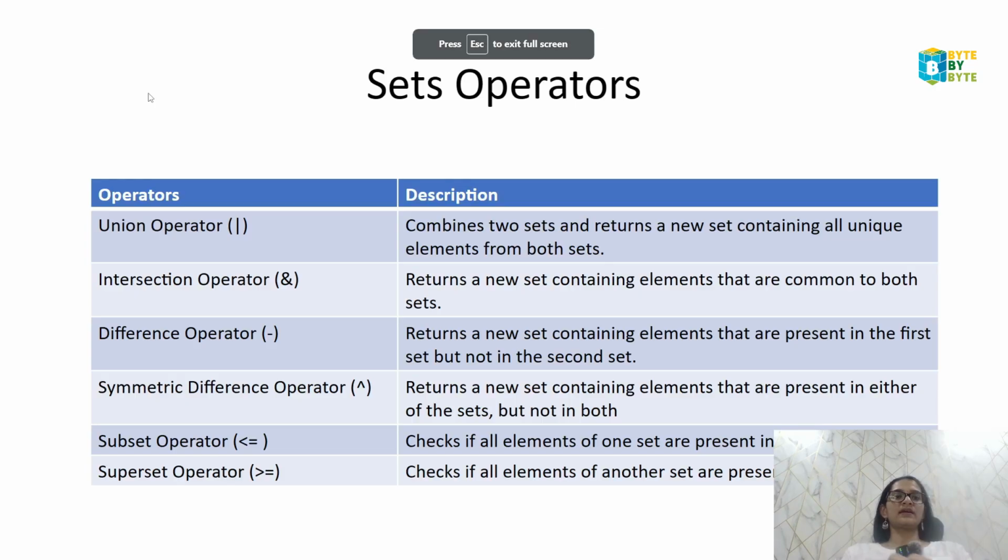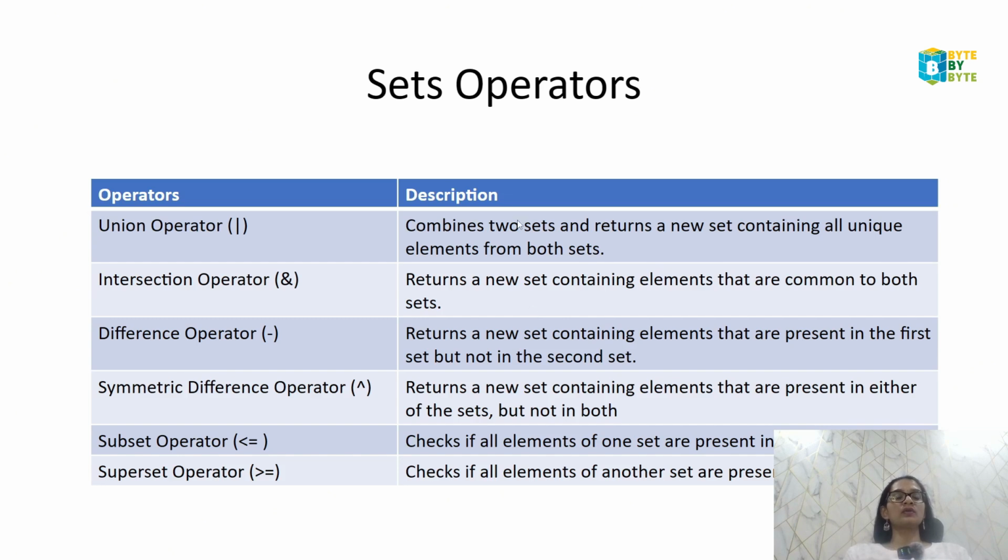So let's see the next operator, the subset operator. So what it checks, it is given by the less than or equal to operator. So it checks if all the elements of one set are present in another set. So in our case, we will check whether all the elements in set 1 are present in set 2. Okay. If it is present, it will return true. Otherwise, it will return false.